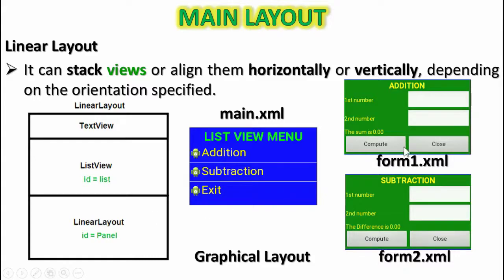If I click the close button, the linear layout panel disappears. The list view appears on the screen. The addition green box layout is written in an XML file. On page 30 of the laboratory manual shows the steps to add a layout XML file that you must read and follow. The form1.xml file contains the design layout of the addition, while the form2.xml file contains the design layout for the subtraction.